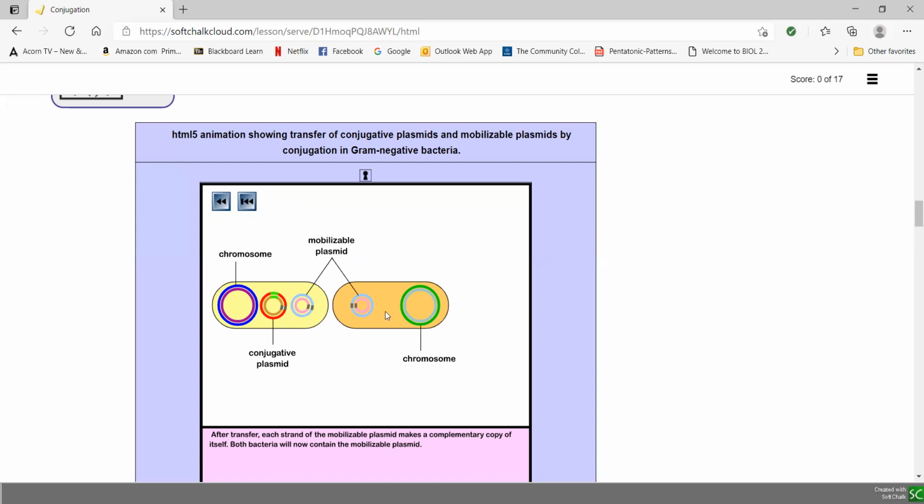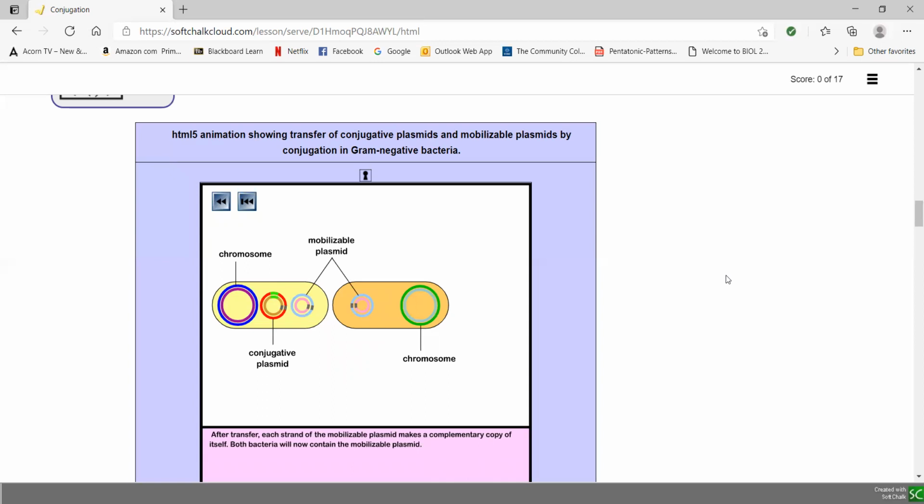So when we're done here, this bacterium now has the mobilizable plasmid and whatever that codes for, but it won't be able to make a mating pair because it didn't get a strand of this one. Now, it's possible that it could get a strand from both plasmids, but in this case, only the mobilizable plasmid was transferred. But this one still has a conjugative plasmid, so the donor can still act as a donor and form a mating pair. The recipient can't. And that is how conjugative plasmids and mobilizable plasmids are transferred by conjugation in gram-negatives.